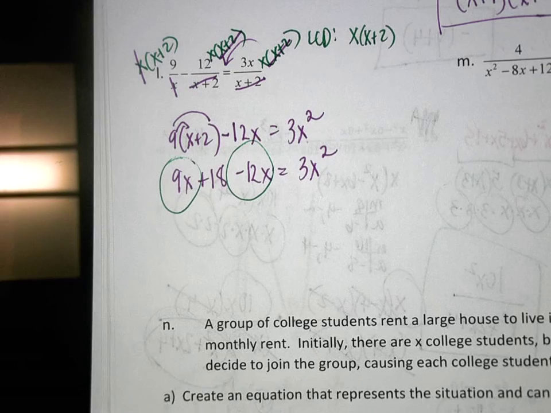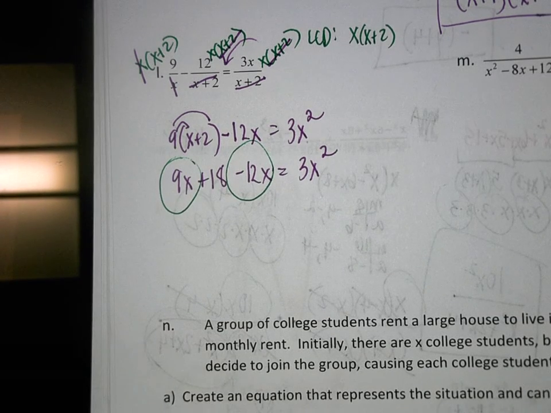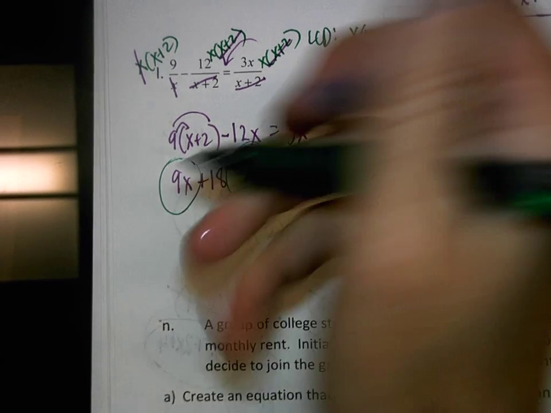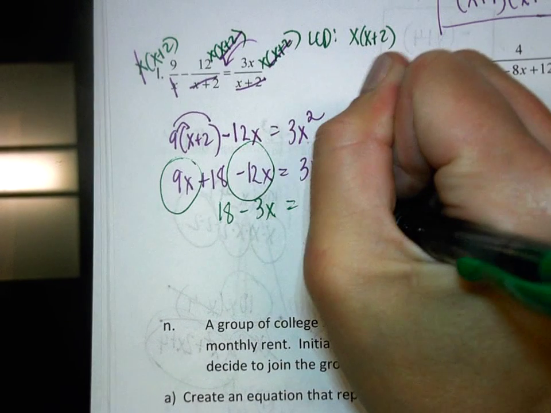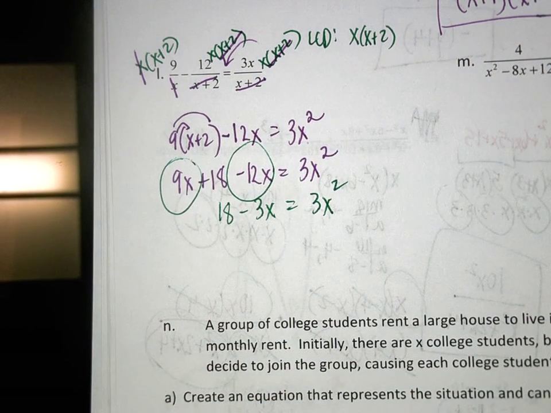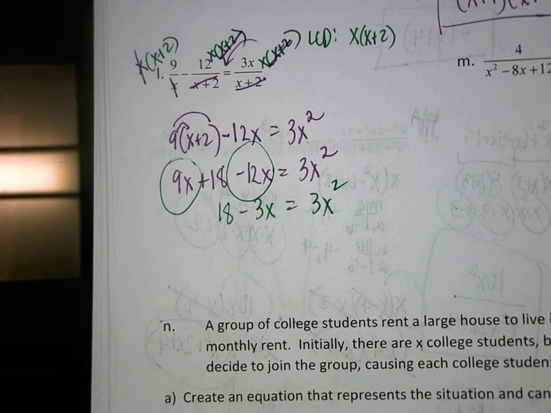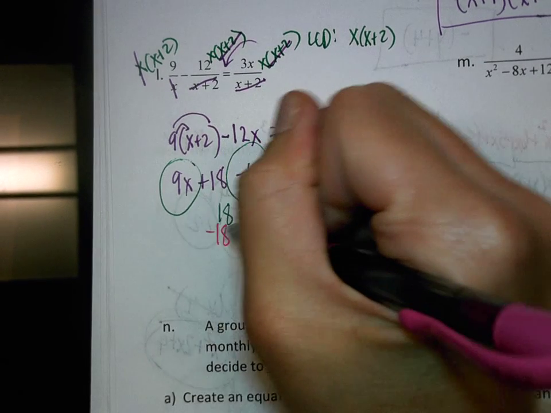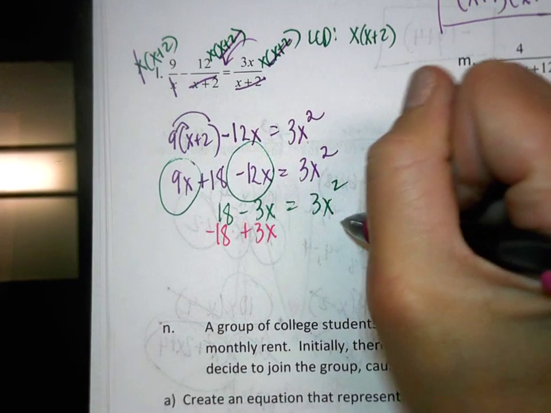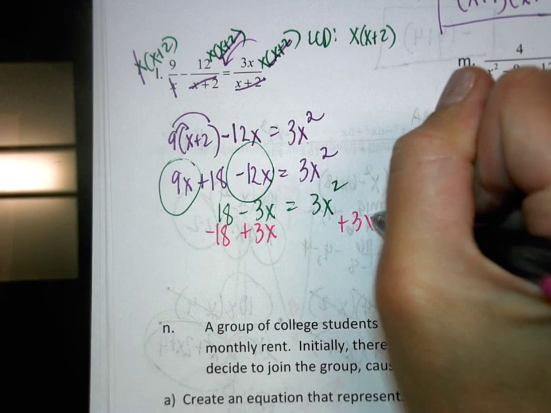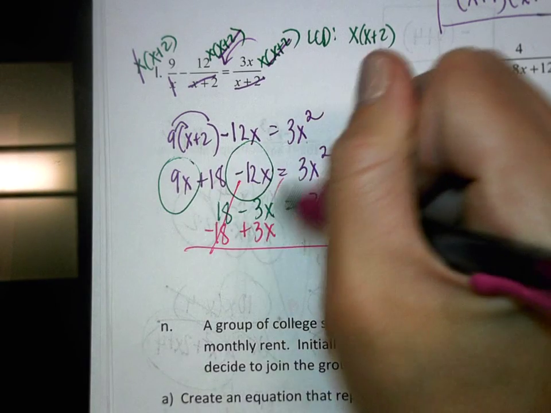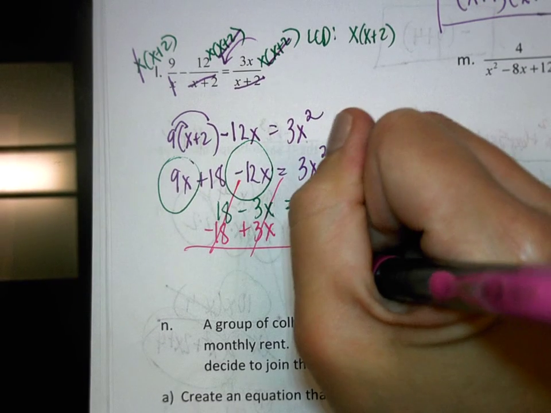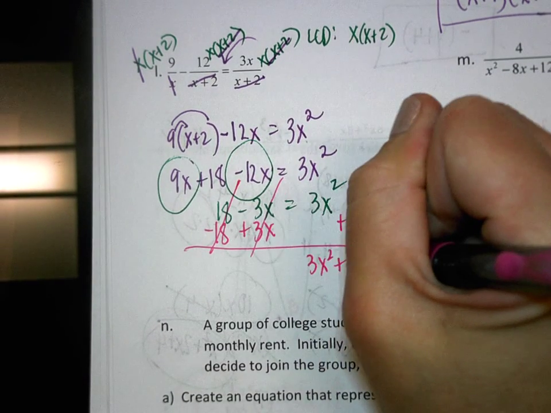And then also I heard someone say we could what? So if we're combining like terms first, what's 9x and negative 12x? So we have 18 minus 3x equals 3x squared. Which side should I move everything to? To the right. Why? Good. You always want your highest exponent to be positive. So you're always going to move it to the side where it's going to keep that positive. So I subtract those. I end up with 3x squared plus 3x minus 18 equals 0.